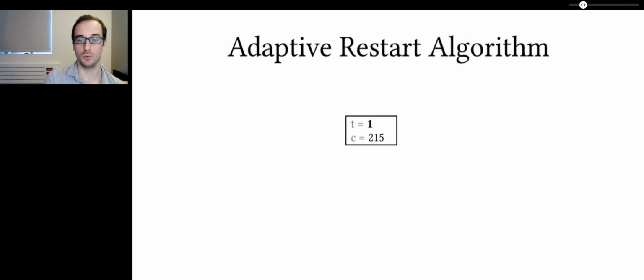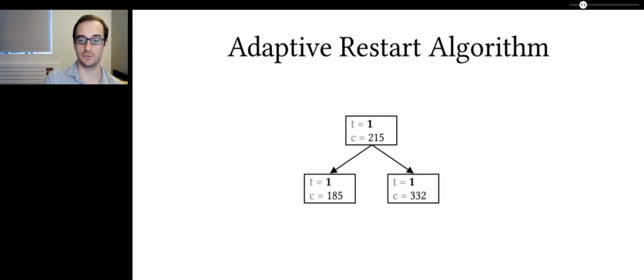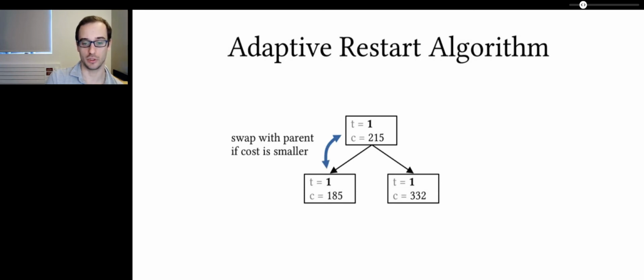To continue, we're going to add 2 leaves to this node, and we're going to run 2 more searches, also of one time unit, and we're going to get 2 more costs. Now the key point here is that we're going to compare the cost of the child with the parent. If the child is smaller, we're going to swap them. This has the effect of always making sure the lowest cost searches get moved up the tree towards the root.